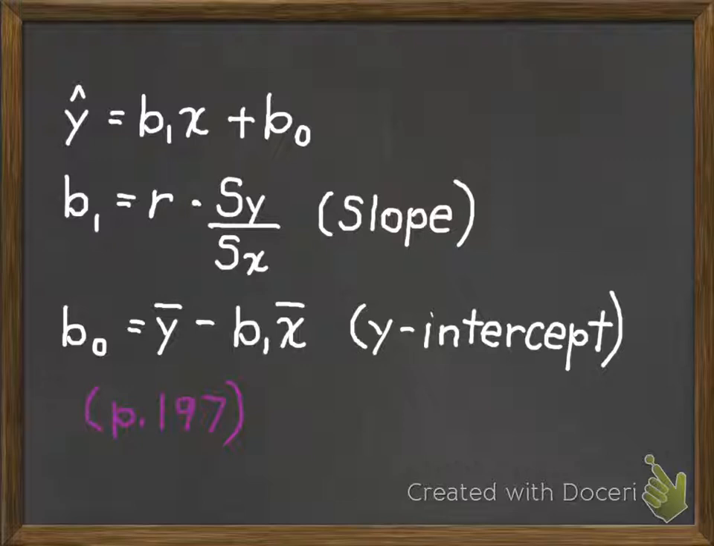We also need the mean of the x values in our table, the explanatory values, and we need the mean of the y values in our table, the values for the response variable. And for the slope formula, we need the standard deviation of the x values, the standard deviation of the y values, and the R correlation of both values.